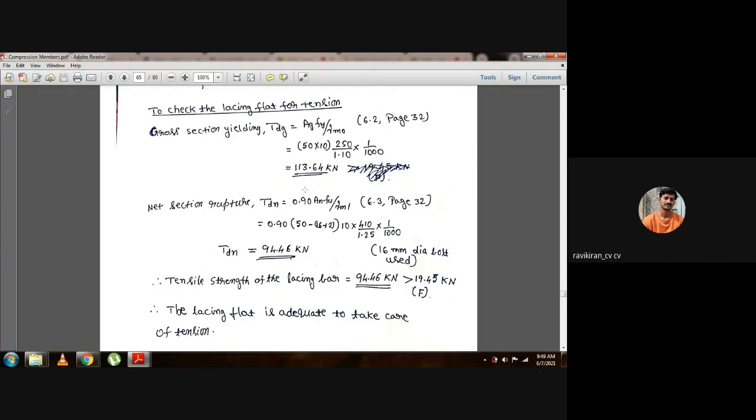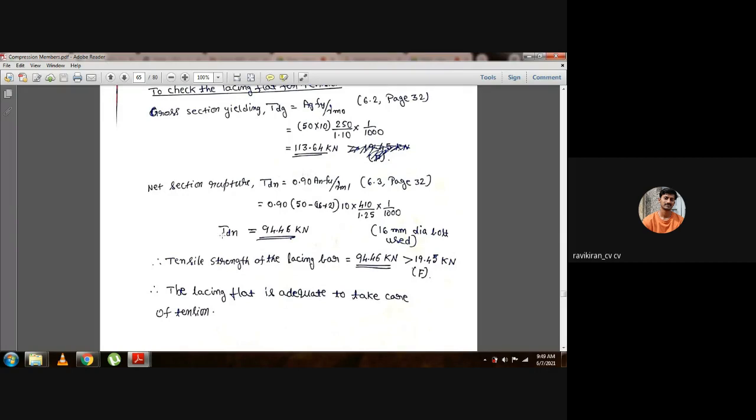113.64. Okay. And for net section rupture, the formula available from page 32 of class 6.3 IS 800 is TDN equal to 0.9 AN Fu divided by gamma m1. Here you are using net area and ultimate strength. So 0.9. How to consider net area?